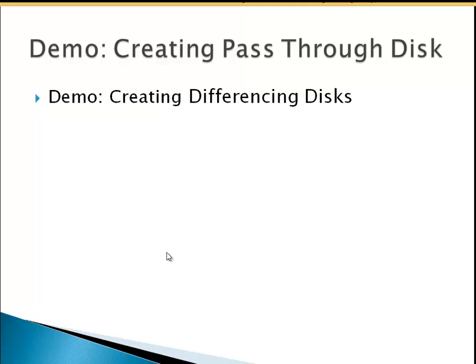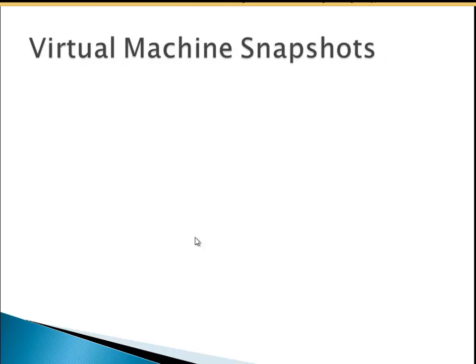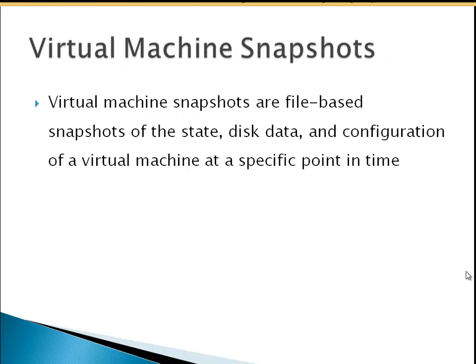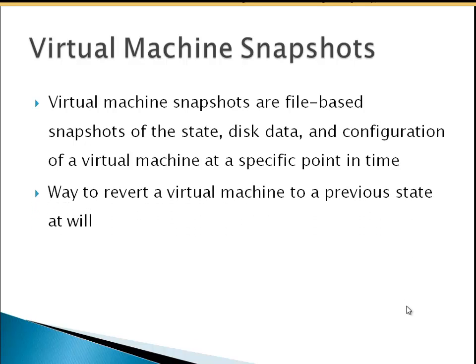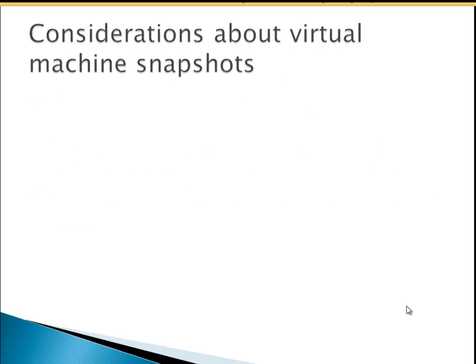So if we move on, we did create a differencing disk in this demonstration. Virtual machine snapshots. Virtual machine snapshots are file-based snapshots of the state, disk data, and configuration of the virtual machine at a specific point in time. It's a way to revert a virtual machine to a previous state at will.